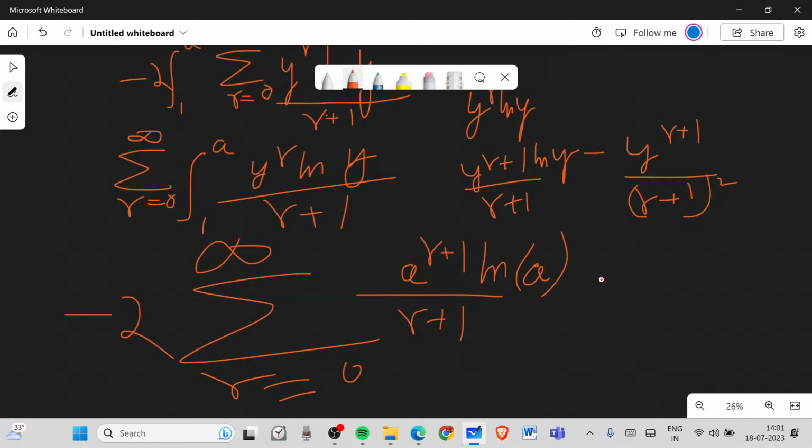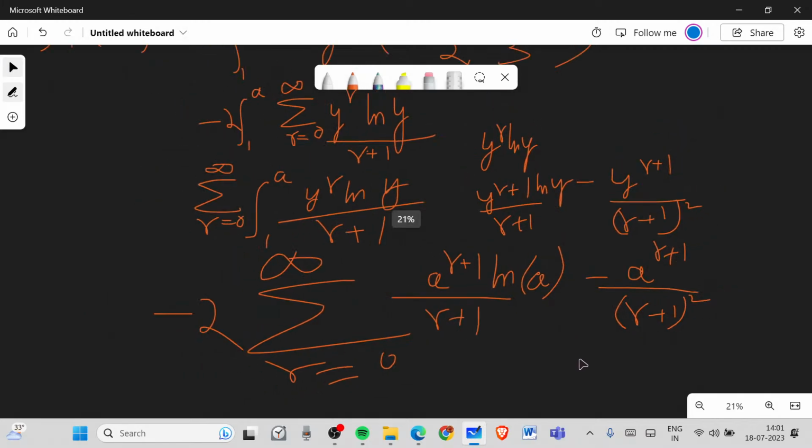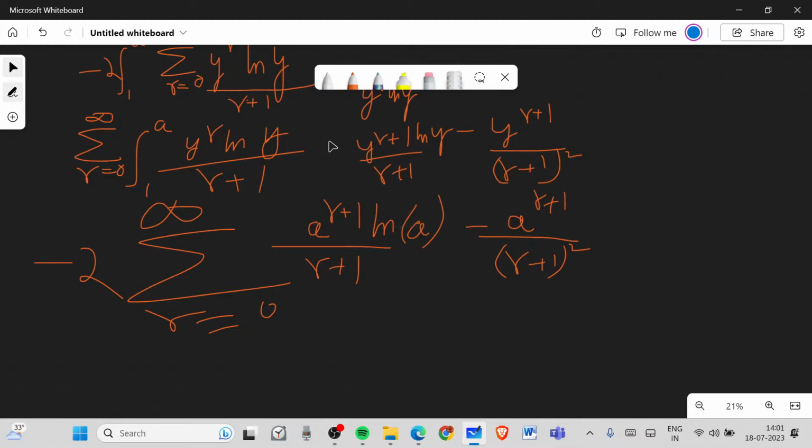Really, it's Li form. Minus y to the power r plus 1, a to the power r plus 1 by r plus 1 whole square. And putting 1 in it, it would be 0. Putting 1 here, minus plus 1 here, it's zeta at 2.